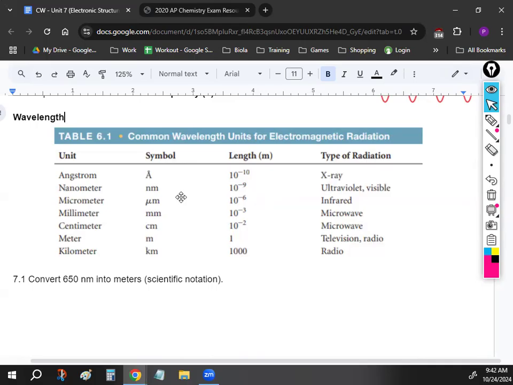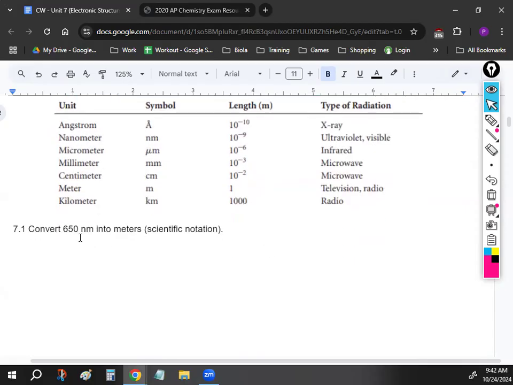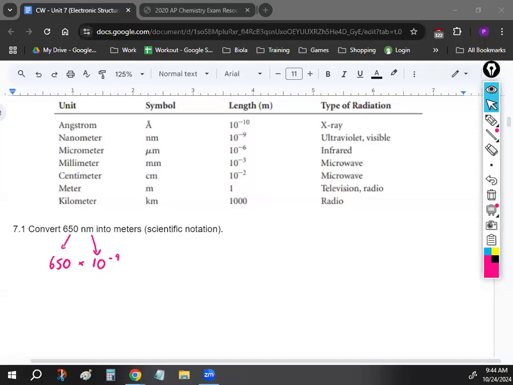Okay, so for this unit, you're going to have to be very comfortable working with exponents, negative exponents, and things like that. So we're going to do a little bit of practice. I want you guys to try 7.1. I want you to convert 650 nanometers into meters using scientific notation, okay? You have your conversions right here, so take a second to try that out, and then we'll go over that in just a second.